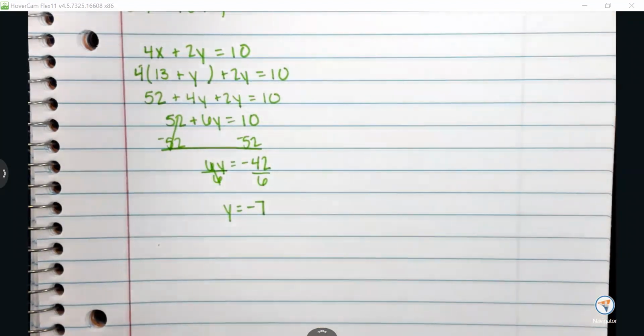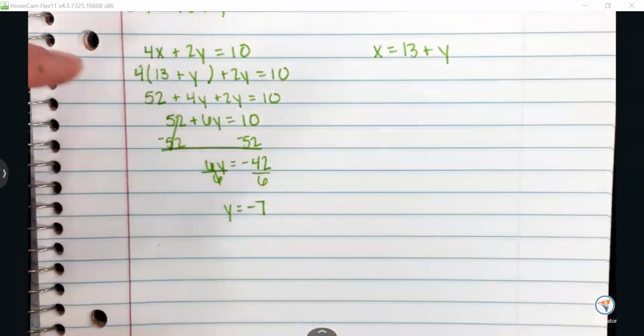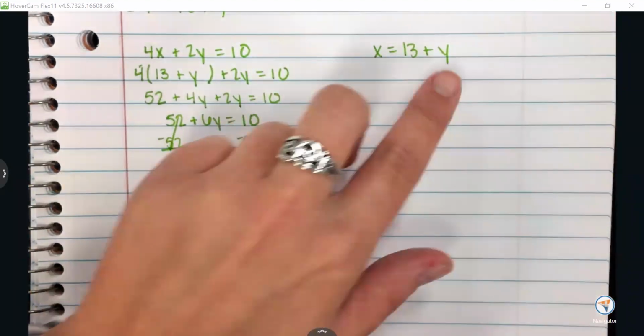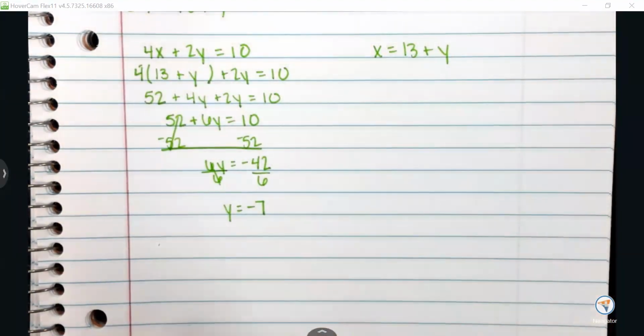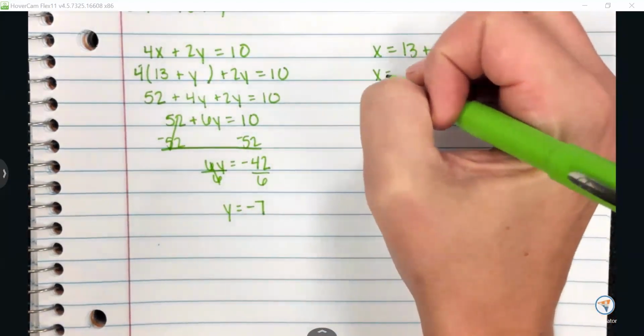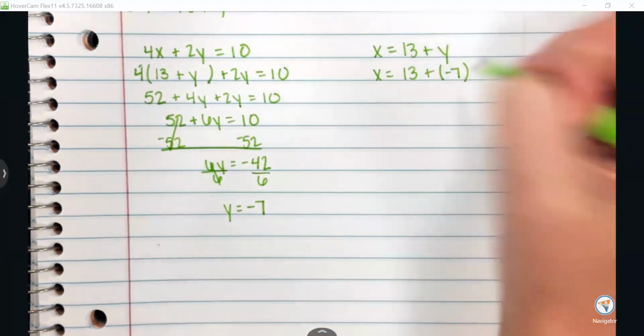But now what letter do I not know? I don't know what x equals. So I'm going to go use my x equals equation. X equals 13 plus y. What letter can I substitute now? And what is y? Negative 7. So x equals 13 plus a negative 7.